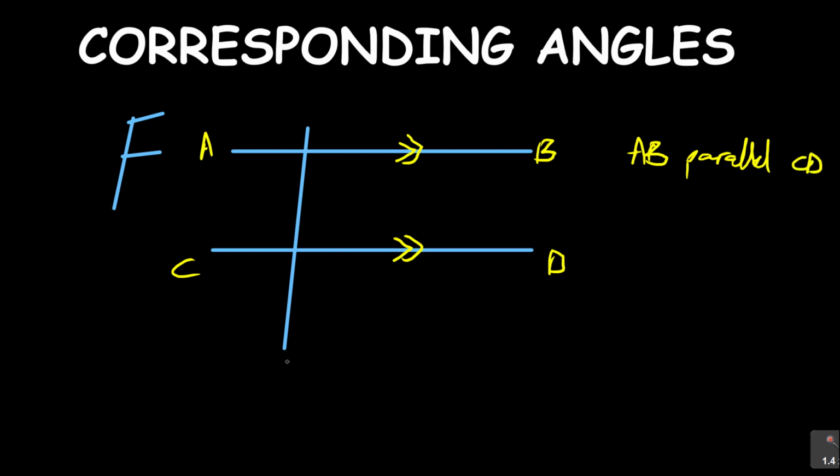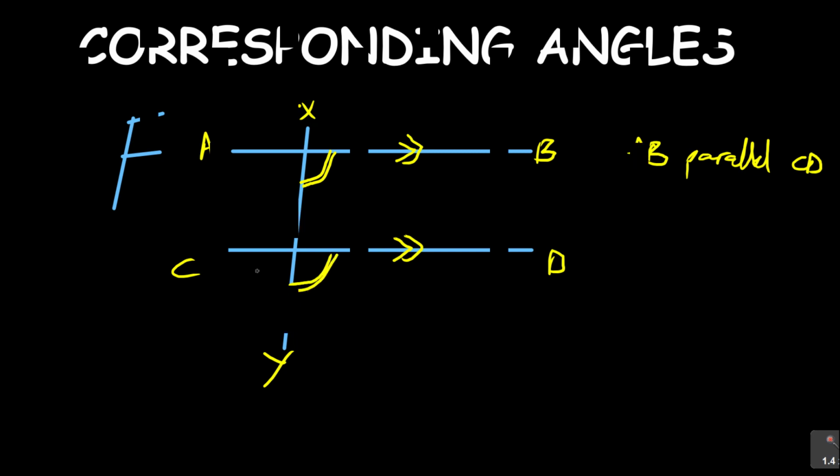And then this line, if ever we have got XY, we call it a transverse line. So this particular transverse line, when it cuts across parallel lines AB and CD, now we come up with corresponding angles. Look at them. That angle will be equal to that angle. That's where the correspondence comes into play.